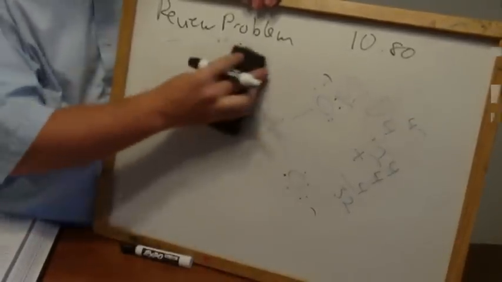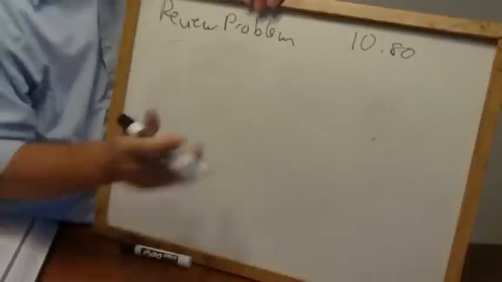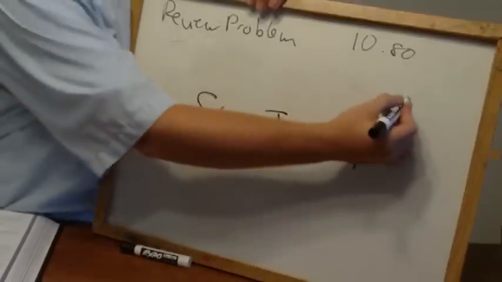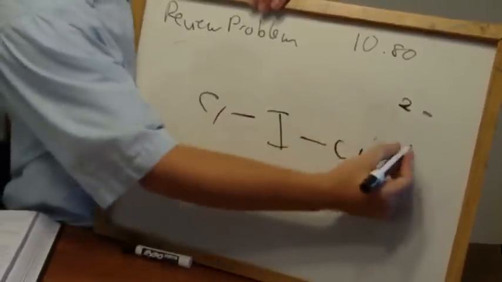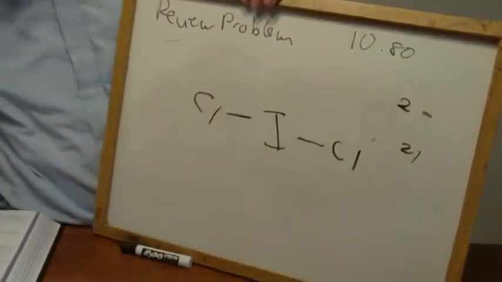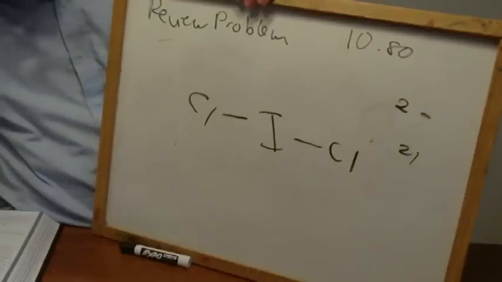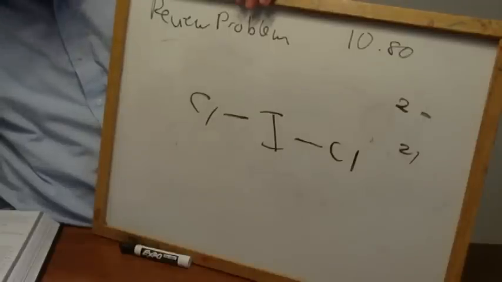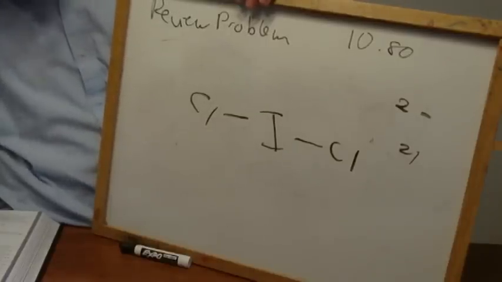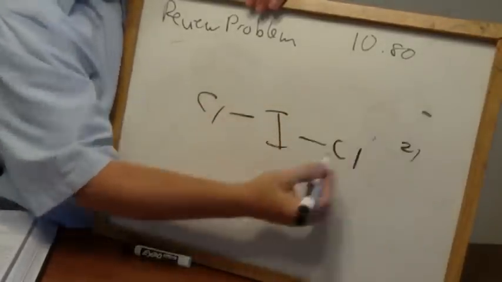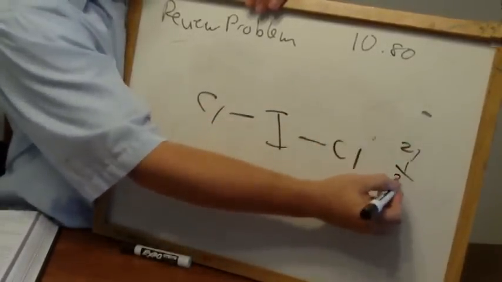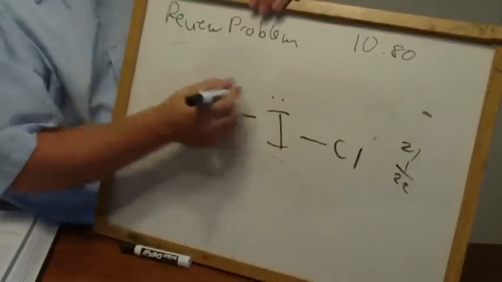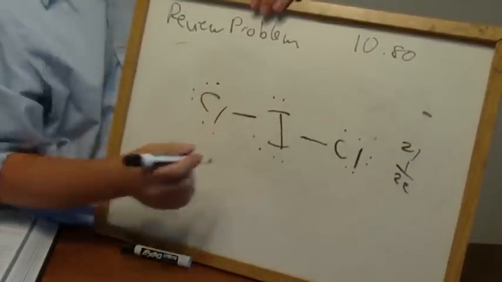1080E, ICl2 minus. So there's 1, 2, 3 halogens, 7 times 3, 21. Wait, is that right? ICl2 minus. 7 times 3, 21, not 2 minus, just 1, ICl2 minus. So 21 plus 1 electron is 22 electrons. 22, 1, 2, 3, 4, 5, 6, 7, 8, 9, 10, 11, 12, 13, 14, 15, 16, 17, 18, 19, 20, 21, 22, two more on the iodine.